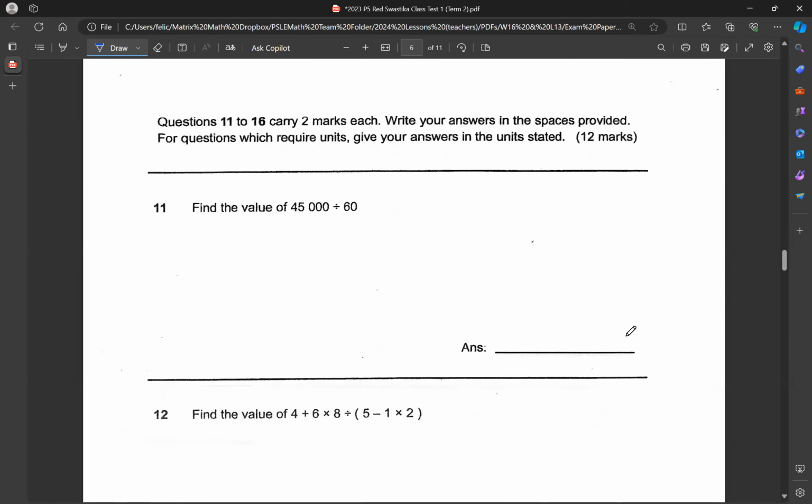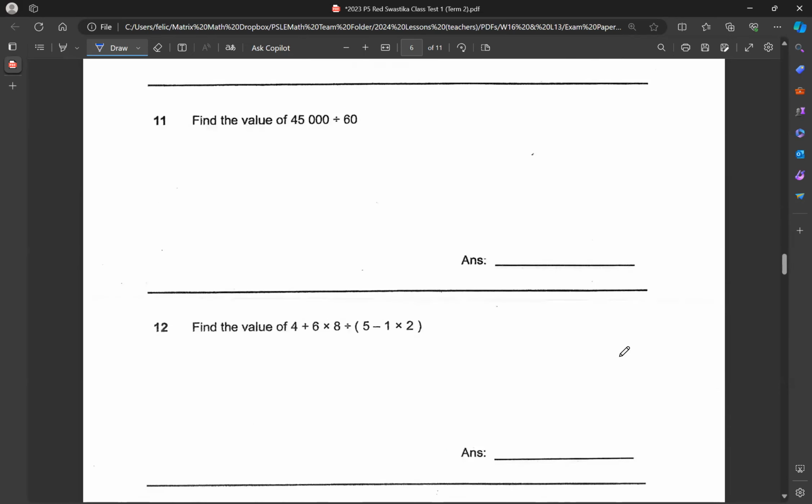All right. Okay, we shall move on to question 11. So find the value of 45,000 divided by 60. All right, so a bit like one of the questions we did earlier. When you do the division, check for common zeros to take away. So 1 0, 1 0. Okay, and then proceed to do your long division for 4,500 divided by 6. Okay, so I'll show you all the long division here.